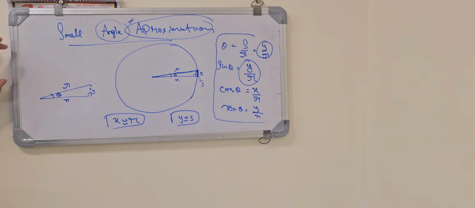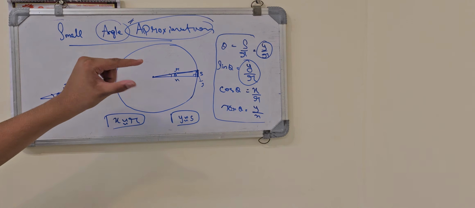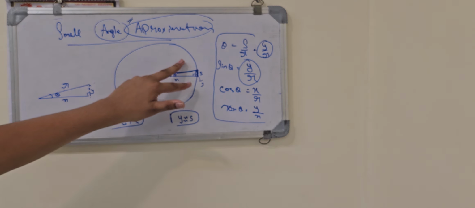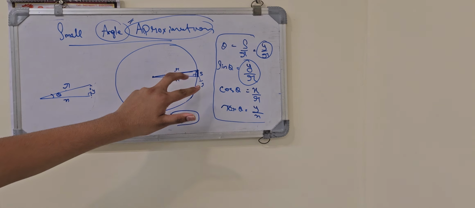But when I did small angle approximation, when theta is decreased, what happens? That s is equal to y, and r is equal to x. Approximately equal, not exactly, but we assume it as equal. So theta is equal to s by r. If s is approximate to y, can we say y by r? We can say. Very good. Sin theta is now equal to theta.